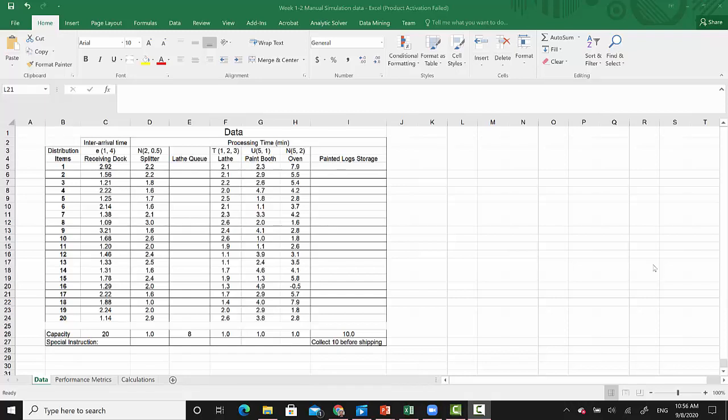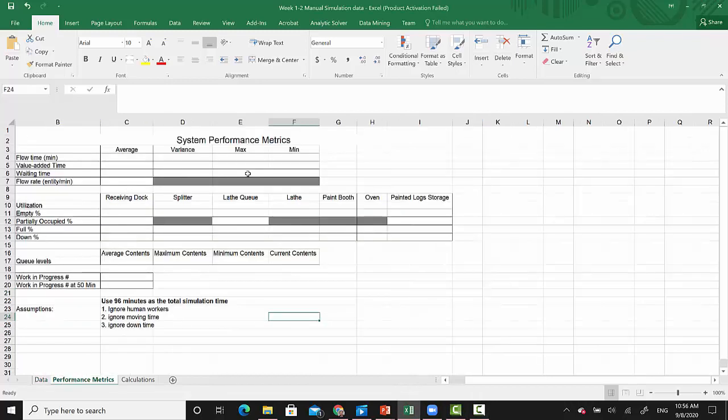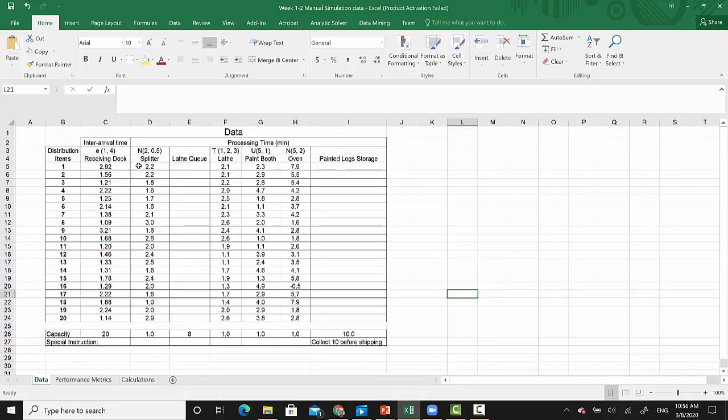So our problem is that with those given data, how do you calculate the performance matrices that are listed on this page? And we talk about that to get, for example, the first simplest performance measure, the flow time. We need to know what's the value adding time, which are pretty clear. Those processing times, those are the value adding time. And also need to know the waiting time.